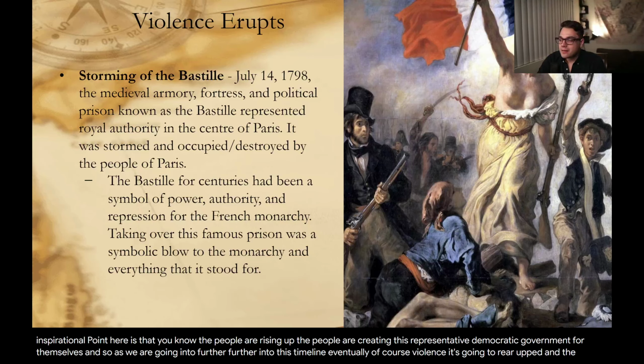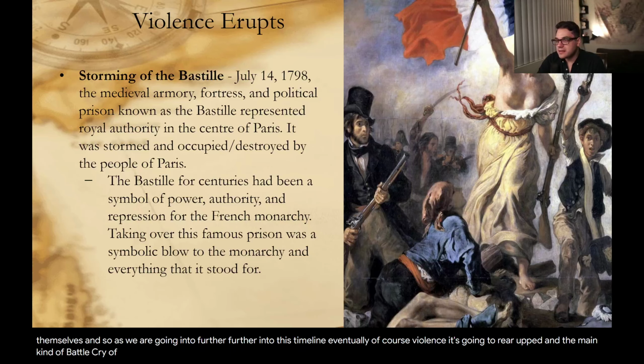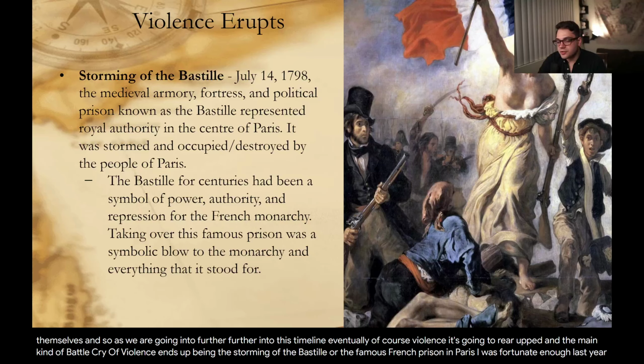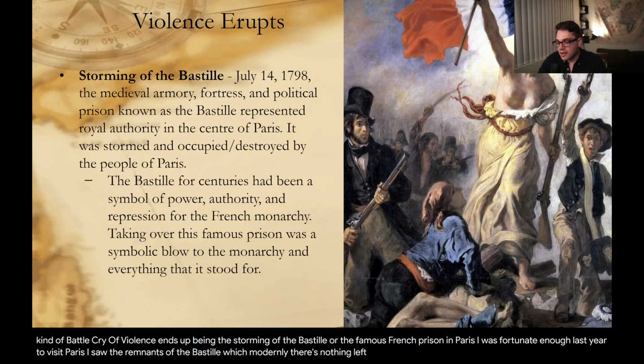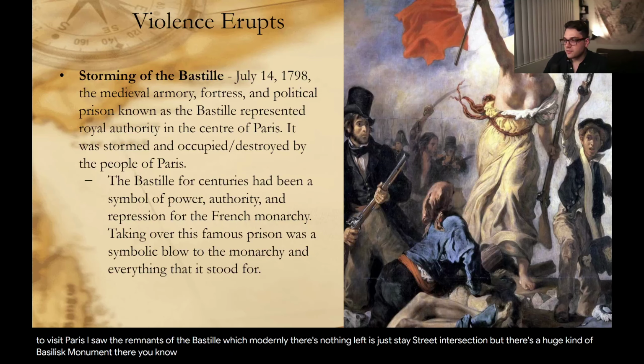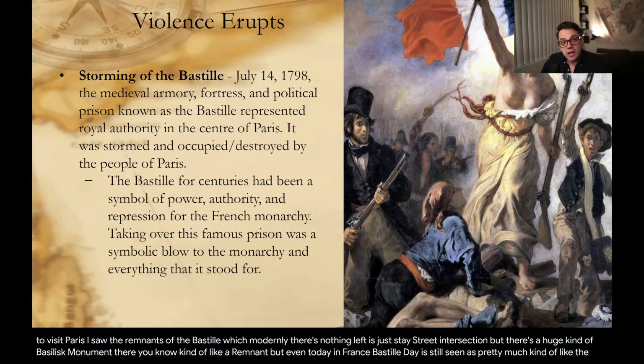And the main kind of battle cry of violence ends up being the storming of the Bastille, the famous French prison in Paris. I was fortunate enough last year to visit Paris. I saw the remnants of the Bastille, which nowadays there's nothing left. It's just a street intersection, but there's a huge kind of monument there, kind of like a remnant. But even today in France, Bastille Day is still seen as pretty much like the 4th of July, right? It's huge over there.